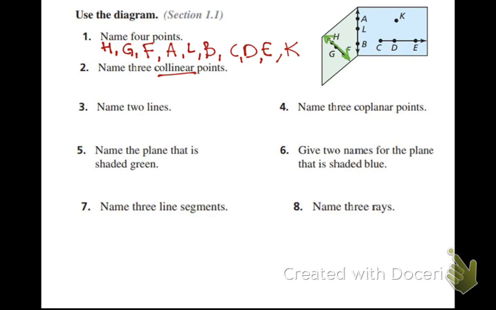I've highlighted a line in green. Does it have 3 collinear points? Yes, it does. We could say H, G, F. All right, let's do another line. You only need to name 3 of them, but I'm naming all of them just so we're all on the same page, because there are many answers. That's why this section is so fun for me to grade. What are the collinear points on the purple line? A, L, B.